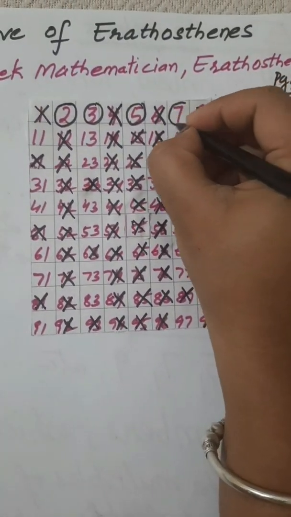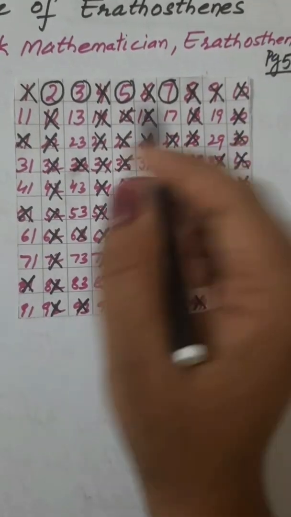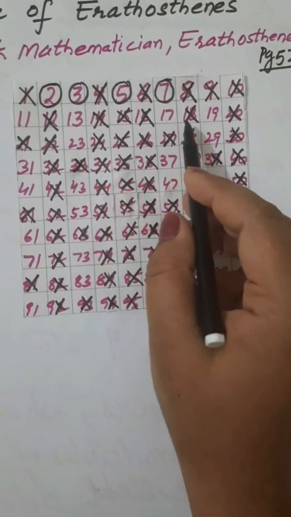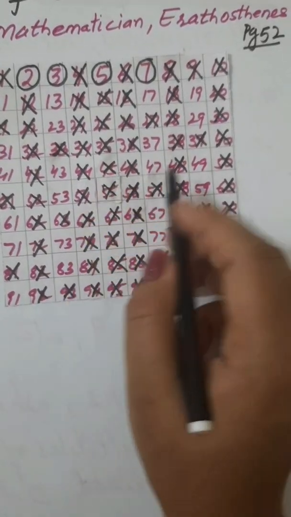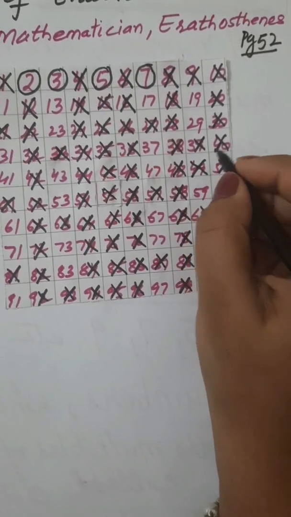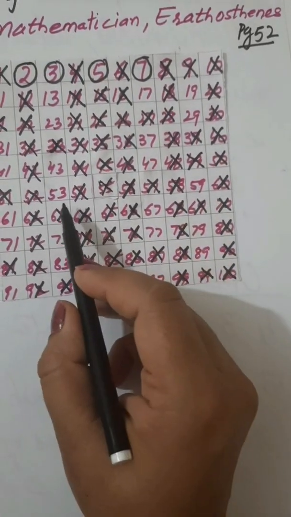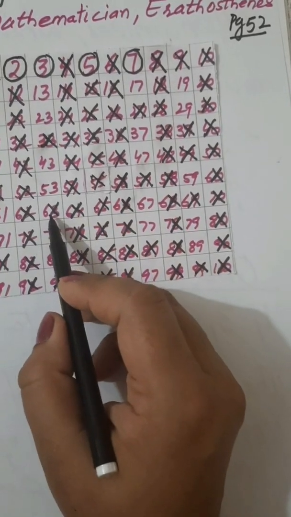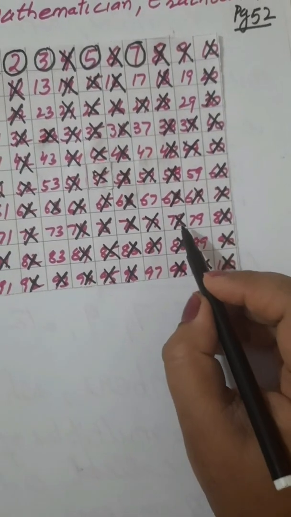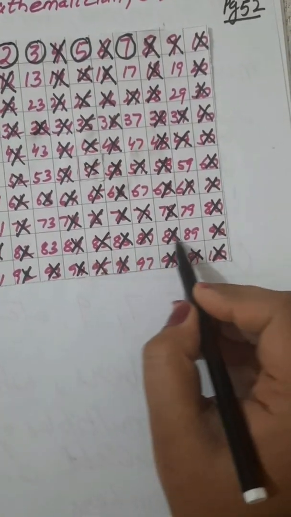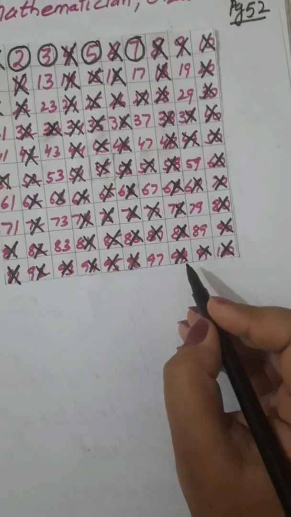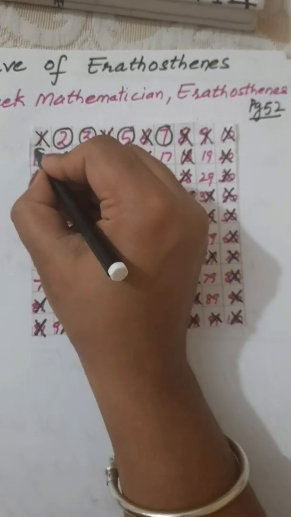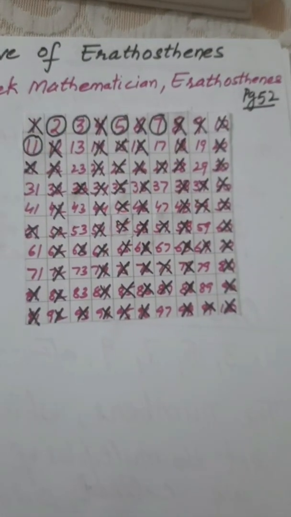Next step is to circle the number 7, then cross all the multiples of 7. Here actually most multiples are already crossed, but 49 is a multiple of 7, so cross 49. Then we have 63, already crossed, 70 crossed, then 77 crossed, then 84, already crossed, then 91, cross it, then 98, already crossed. Next step is to encircle the prime number 11 and cross all the multiples of 11.